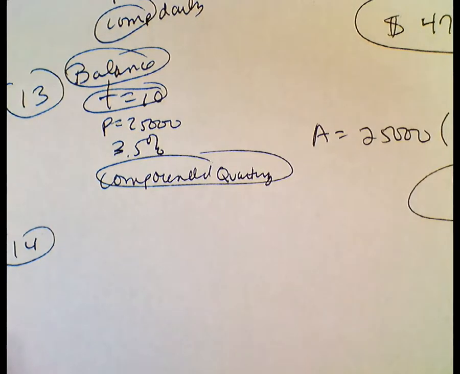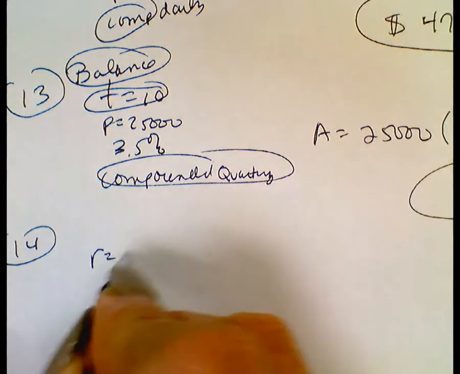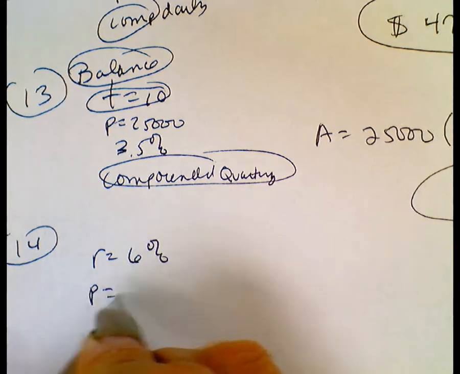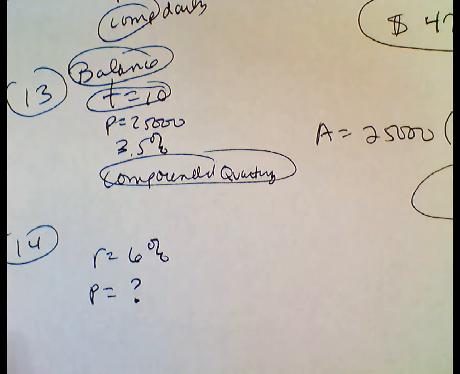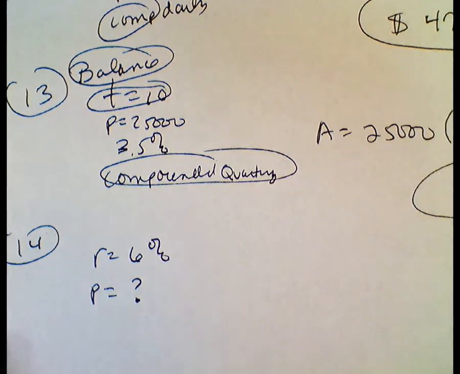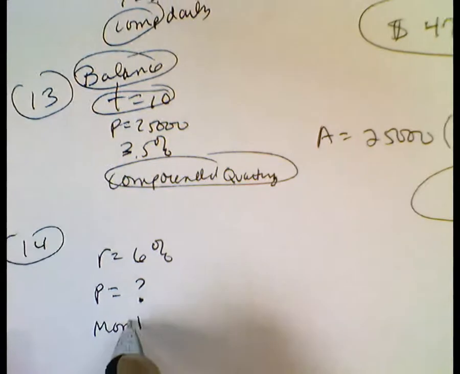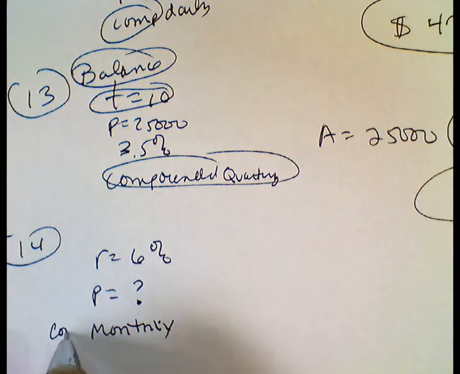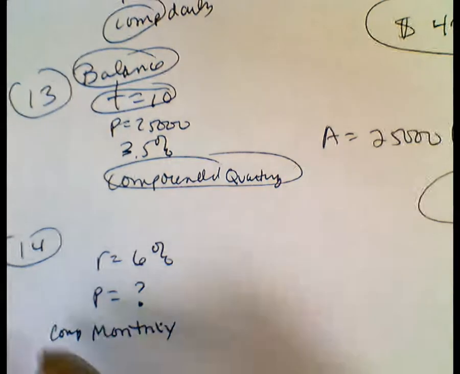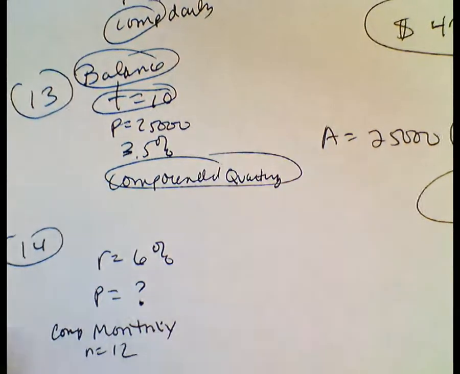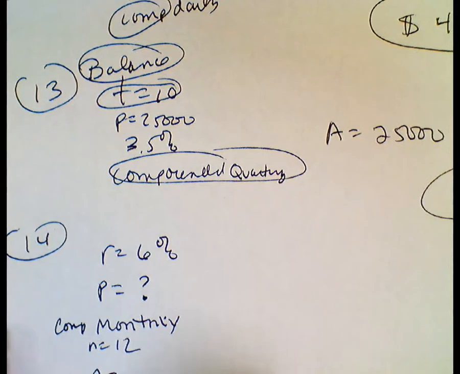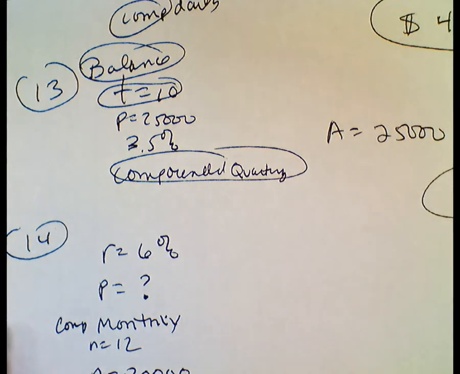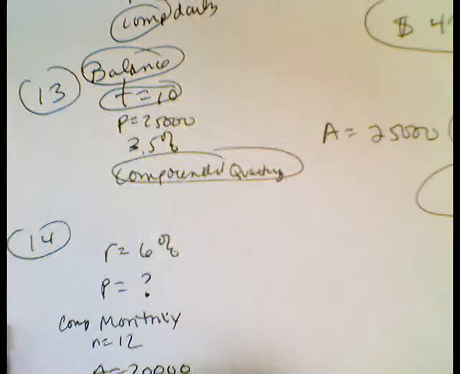Determine the amount of money that needs to be invested at 6%. They're asking us how much money should be invested. So this time we don't know the P. We don't know our initial investment. Compounded monthly. Compounded, that's N, by the way. Compounded monthly means N is 12. To have $20,000. That's our goal. That's the amount of money we want to have in our account. We want that to be our balance in 15 years.